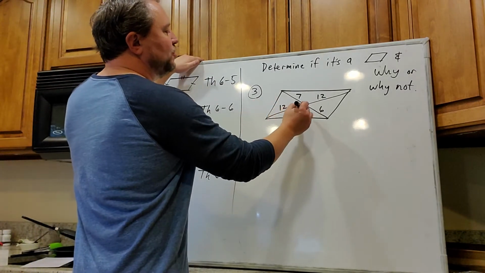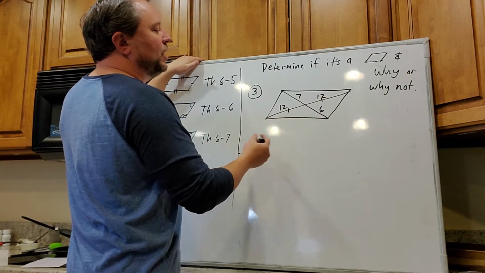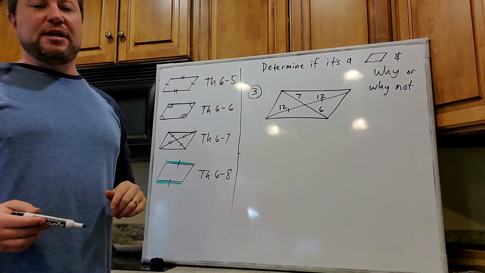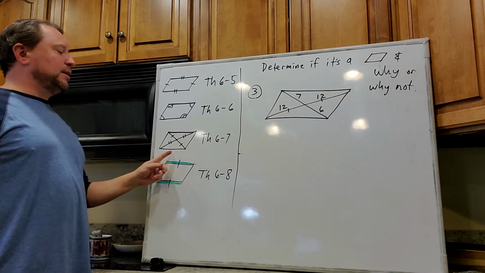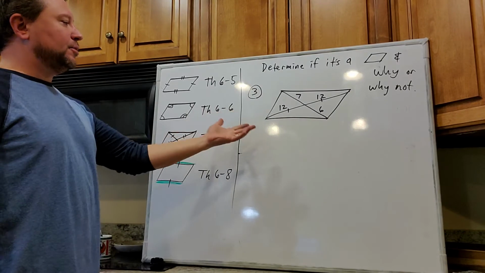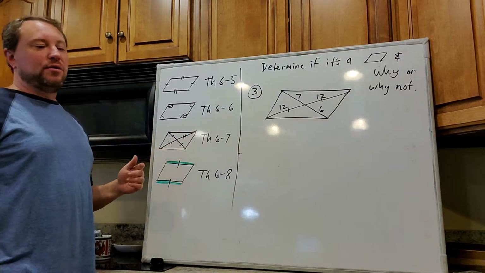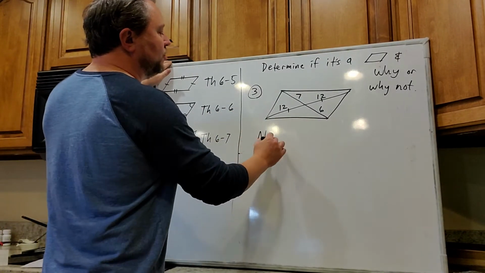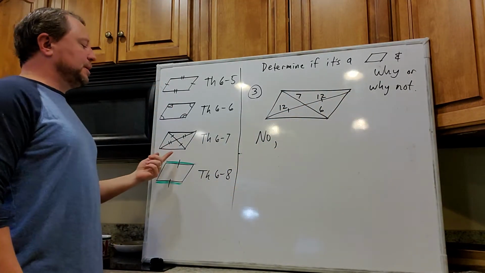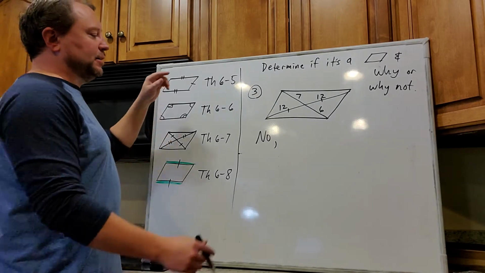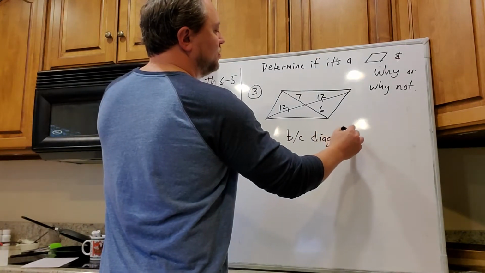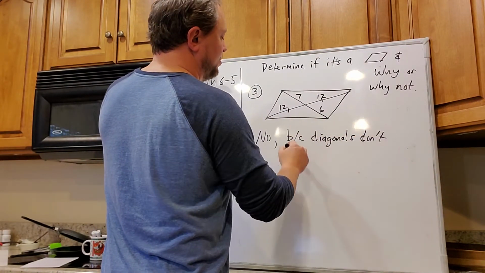I do have matching 12s, 12 and 12 here. However, the 7 and the 6 are different. That is not a match there. So they were trying to bait you into using theorem 6.7 to prove it's a parallelogram, but it turns out that they're not a match. So our answer here is going to be no, this one's not a parallelogram. The reason why not, well, because the diagonals don't bisect each other.